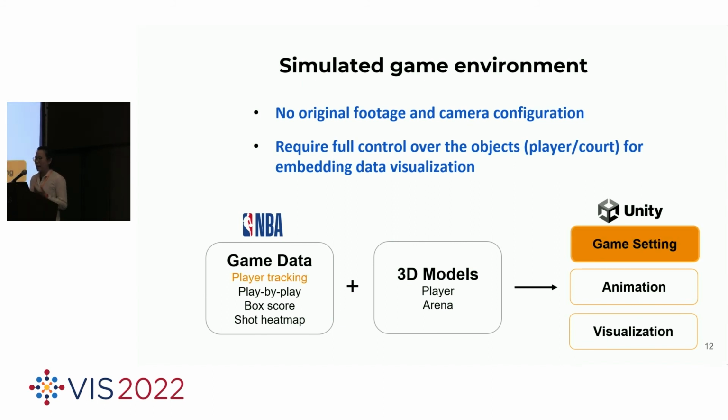We first establish the game setting based on the publicly available NBA player tracking data and 3D models. Then, because only 2D player positions are available in this player tracking data, we manually fine-tune the player and ball animations for the selected game clips based on the play-by-play data and actual videos. Finally, we combine different data sources to create visualizations.